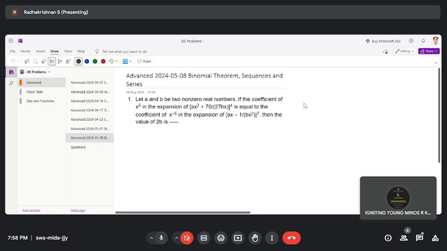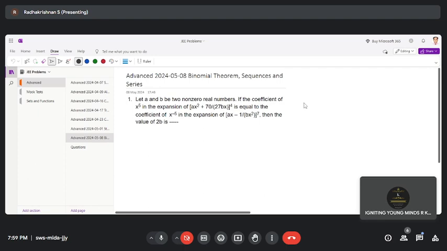So let a and b be two non-zero real numbers. If the coefficient of x power 5 in the expansion of ax square plus 70 by 27 bx whole to the power of 4 is equal to the coefficient of x to the power of minus 5 in the expansion of ax minus 1 by bx square whole to the power of 7, then the value of 2b is. Okay. So you simply apply the formula for T r plus 1, we have a formula, right? You apply that on both the expressions and you will get this answer.